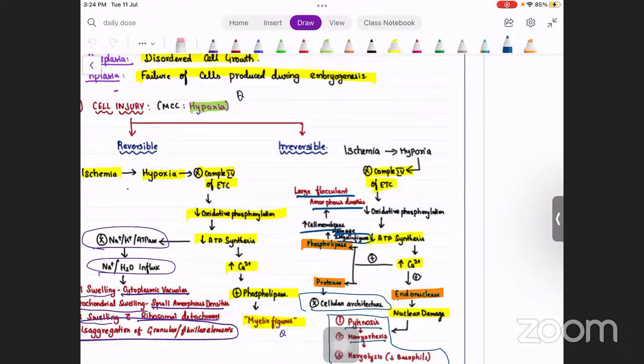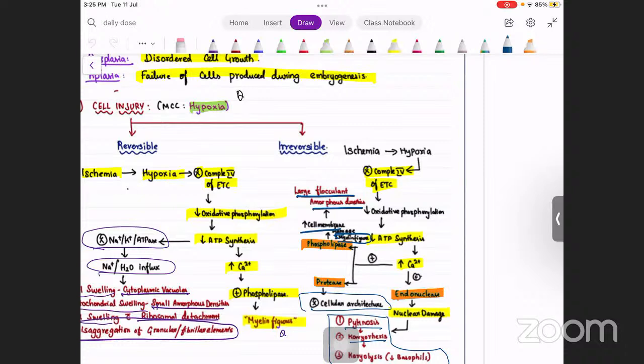In a reversible cell injury, intracellular calcium will activate phospholipase, and myelin figures will be formed. Then lack of ATP will block the sodium potassium ATPase, water and sodium will influx, and then you see the cellular swelling, mitochondrial swelling with small amorphous density, and ER swelling with ribosomal detachment and disaggregation of your granular or fibrillar element.